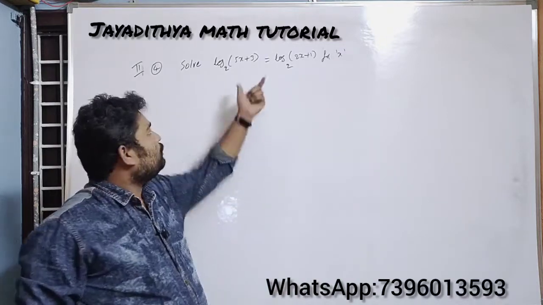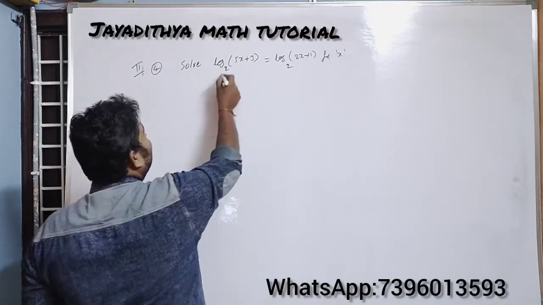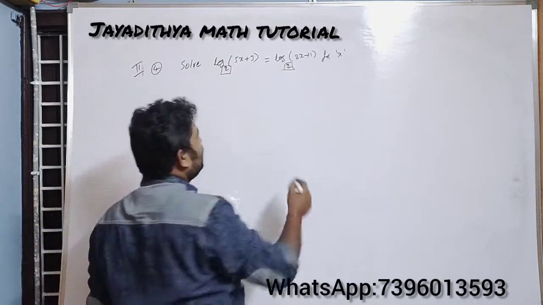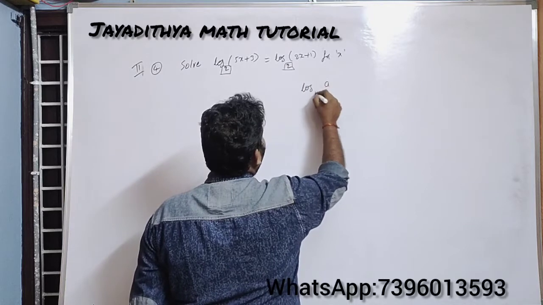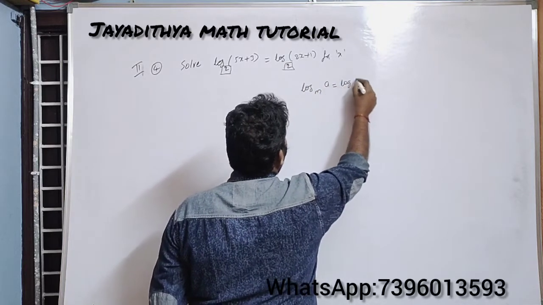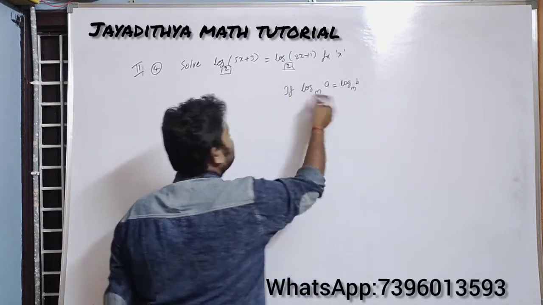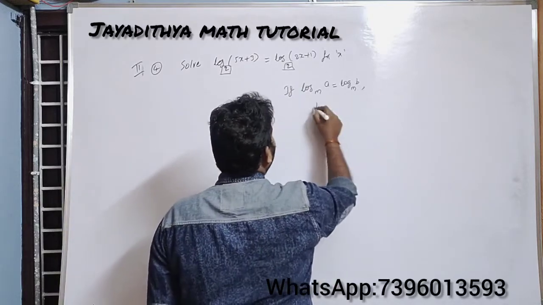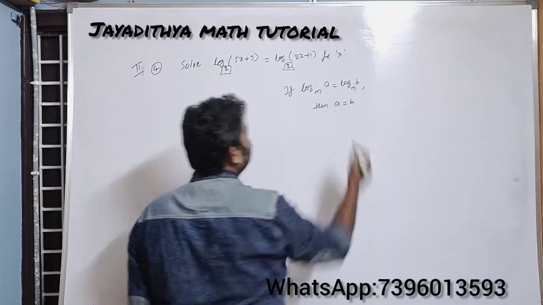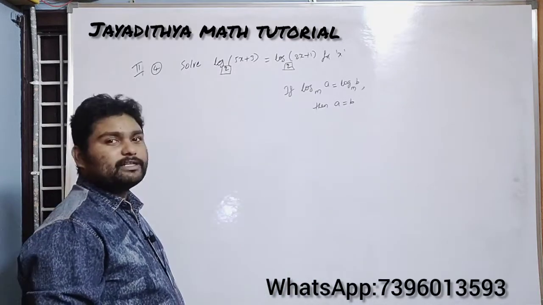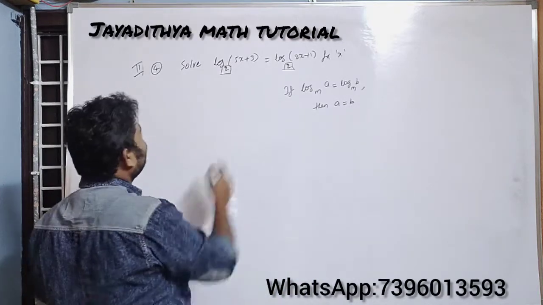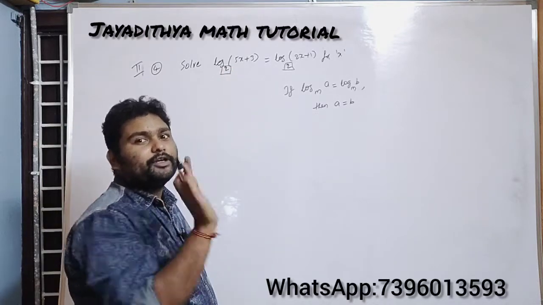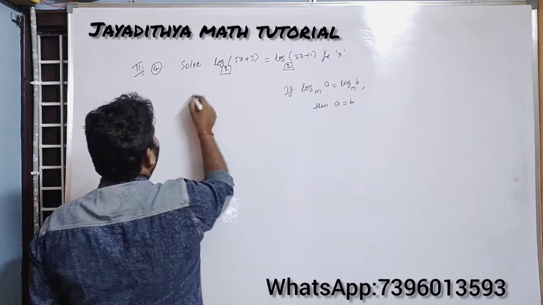Whenever you see a problem like this, first of all observe the bases. Here in both cases the bases are the same. So you have one identity: if log a to the base m is equal to log b to the base m, you can directly write a equals b. By using that condition, what can we write here? Some students are cancelling log and base 2. You should not cancel again. Just write whatever is given in the brackets.